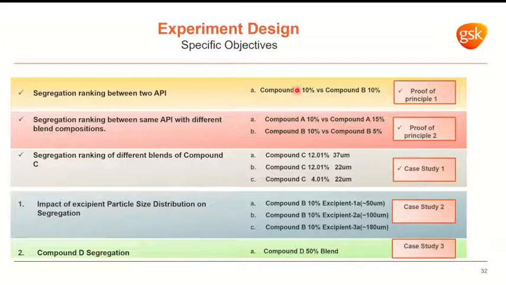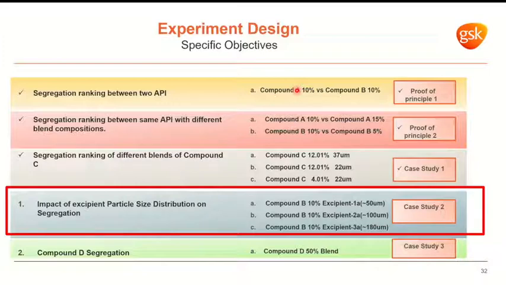So after doing the first case study, we decided to do another case study in which we wanted to see the impact of excipient particle size distribution on the segregation of API. In the first case study, remember, we were changing the characteristics of the API and seeing how it affects the segregation risk of API. Here in the second study, we are going to change the blend composition, or change the characteristics of the excipient, and we're going to see how changing the excipient affects the segregation risk of the API.